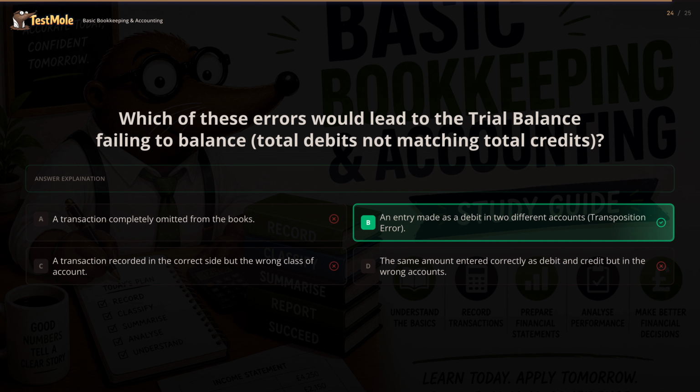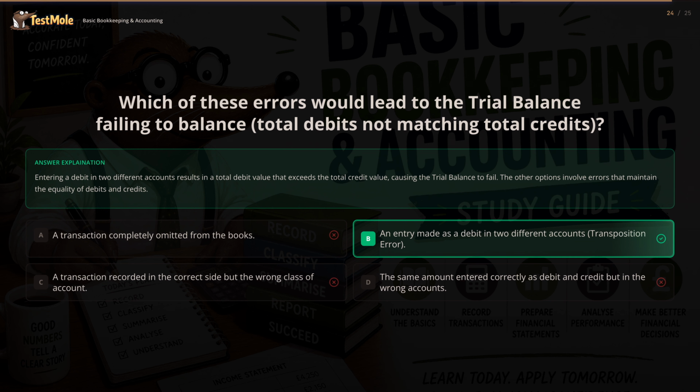The answer is B. Entering a debit in two different accounts results in a total debit value that exceeds the total credit value, causing the trial balance to fail. The other options involve errors that maintain the equality of debits and credits.